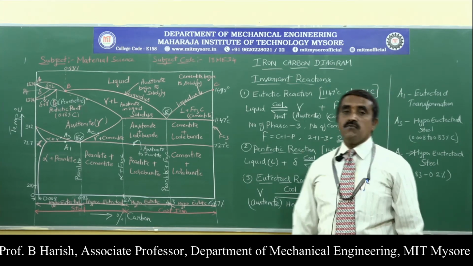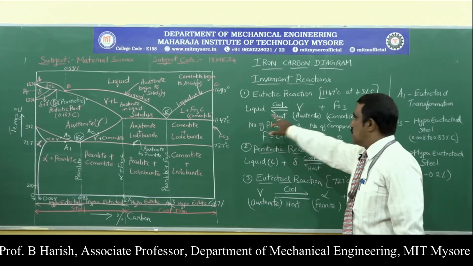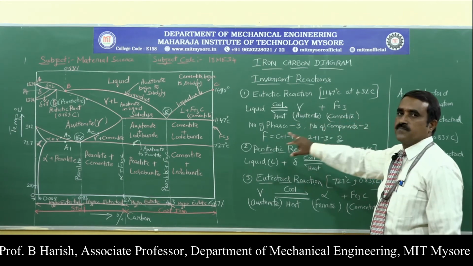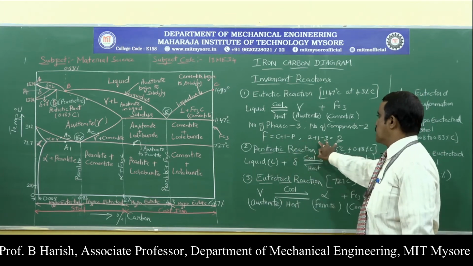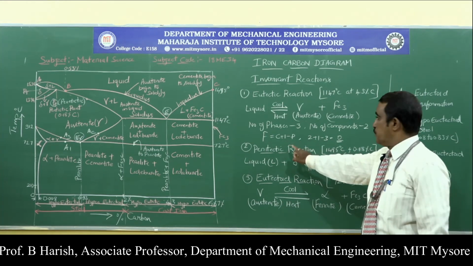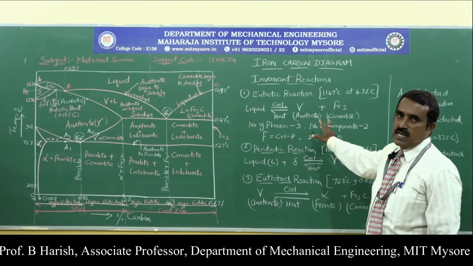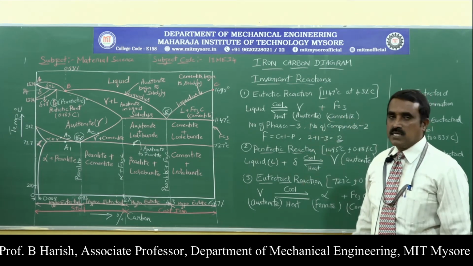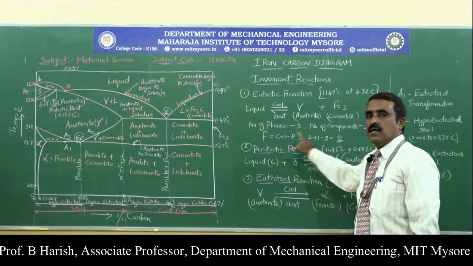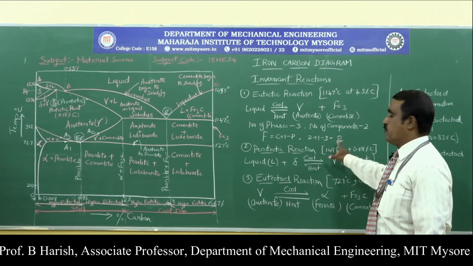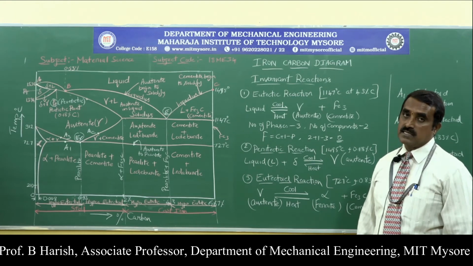Now I told you it is an invariant reaction. If we study that, the number of phases is three: one is the liquid phase, one is the austenite phase and one is the cementite phase. So during this reaction we come across three different phases, that is, P value is equal to 3. The number of components, from the reaction we can see, is a 2-component system. So C value is 2. Hence, if you substitute and simplify, you get F value as 0. That is why we call this an invariant reaction.